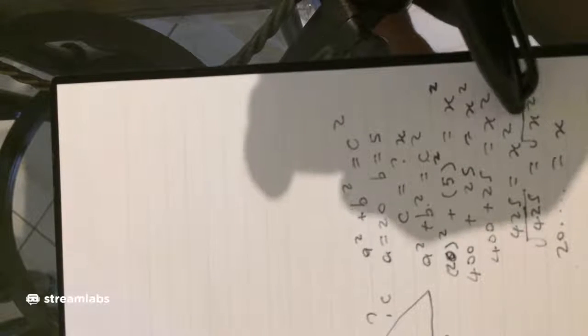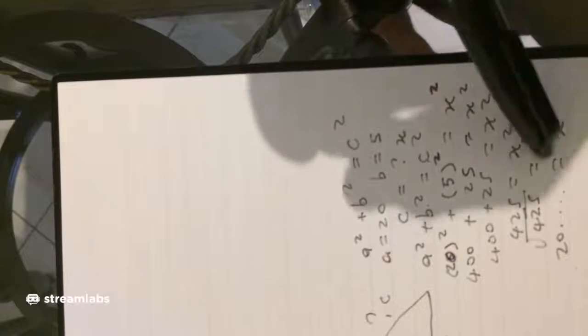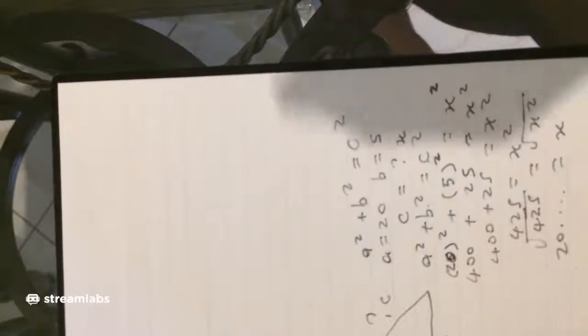Now, since we have 425 equal to x squared, we don't need x squared. What we need is x. So we're going to find the square root of both sides. The square root of 425 is 20 point something, and the square root of x squared is x. So x is equal to 20 point whatever, I think 20.8. I'm going to go for my calculator shortly.